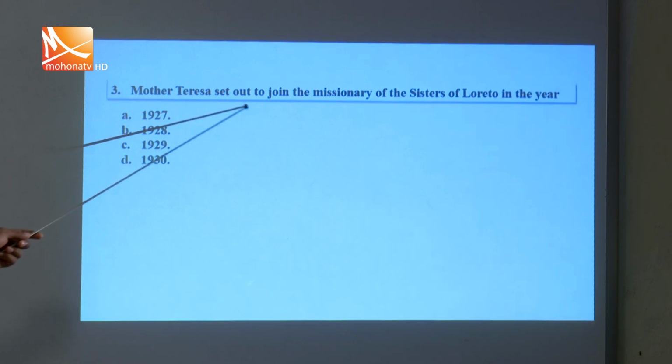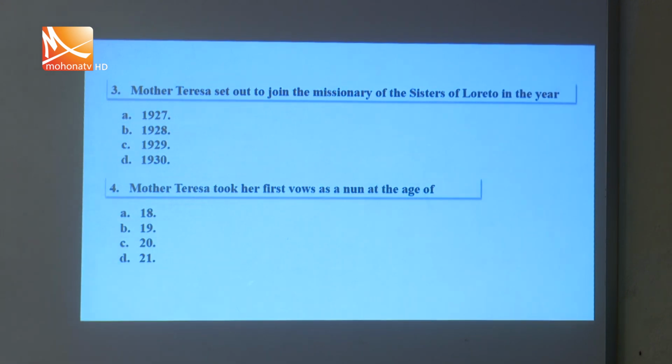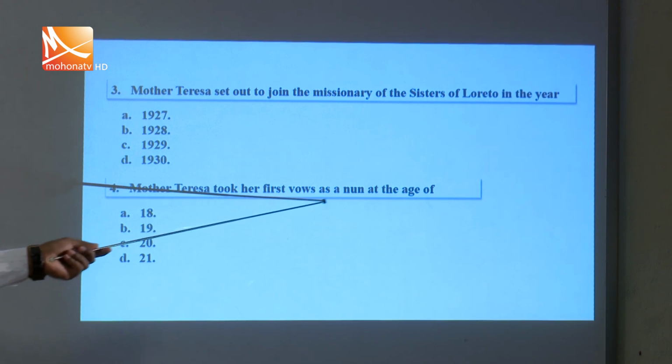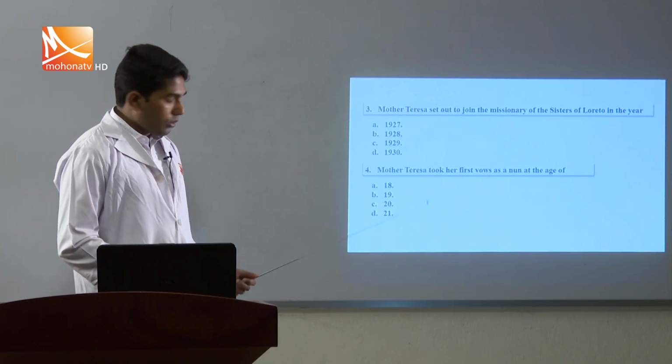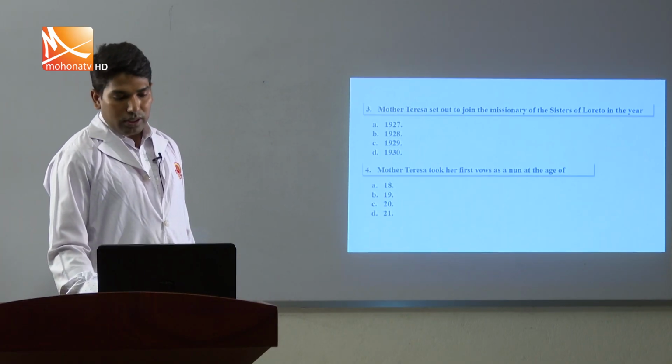Mother Teresa set out to join the missionary Sisters of Loreto in the year of 1927, 1928, 1929 or 1930? I think the answer will be 1928. Mother Teresa took her first vows as a nun at the age of 18, 19, 20 or 21? I think the answer will be 21. See the answer.